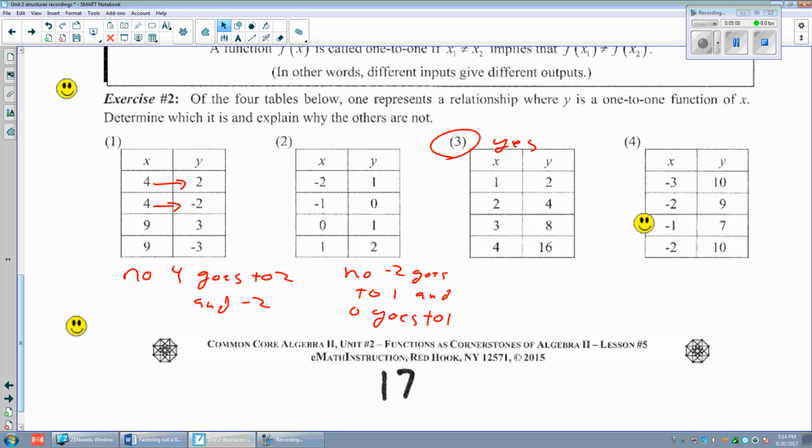3, 2, -3, -2, -1, -2. Uh-oh. Those numbers better be the same. Nope, 9 is not the same as 10. No, -2 goes to 9 and 10. It's not one-to-one. Let's see what's on the next page.